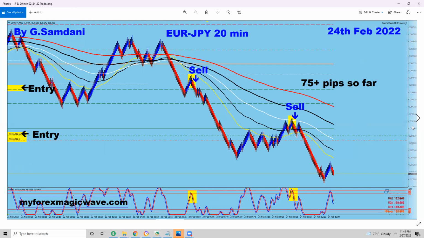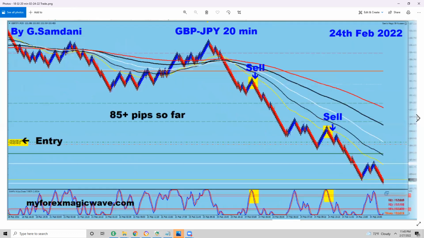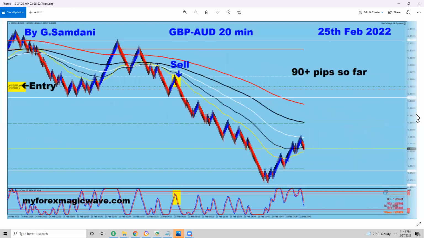This is on the 24th now, euro yen, and 75. Then pound yen. Remember I said that, you know, this was the trade, and then it retraced. I went short again on the 24th, the next day, sell order here. And so many trades, and every single trade is by the book, by the setup.